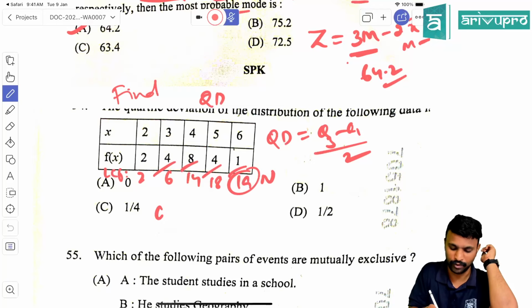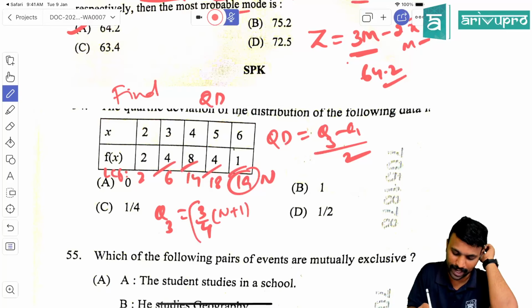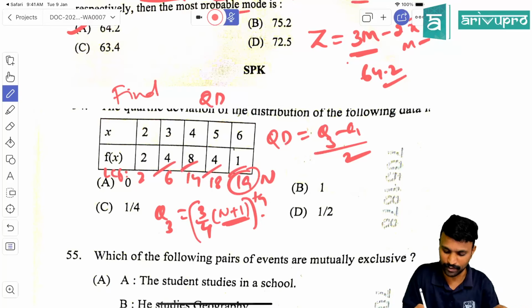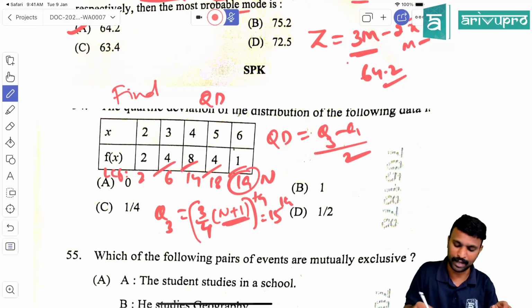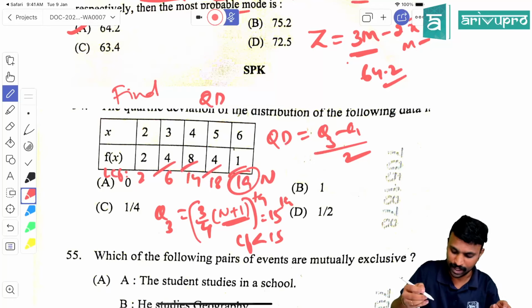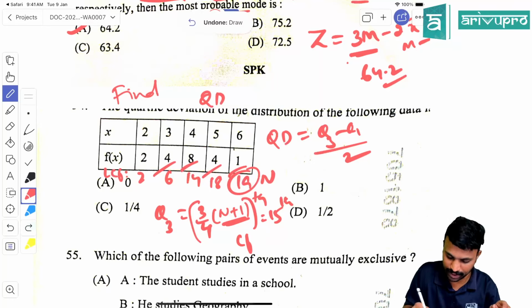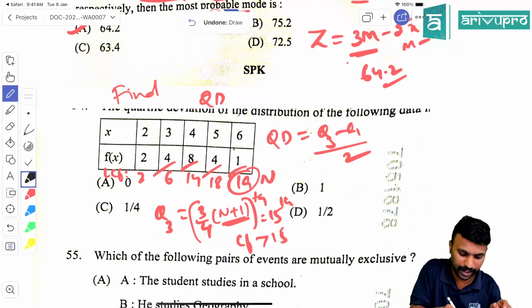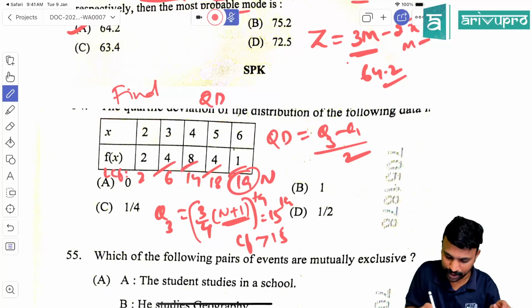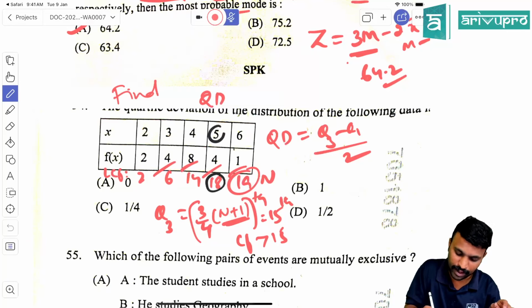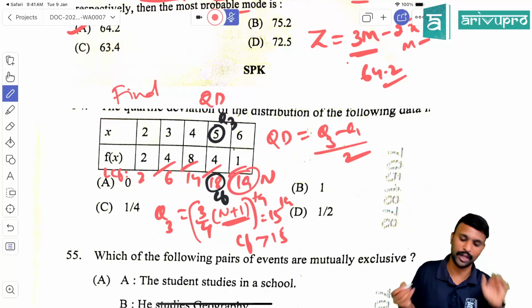What is this? Capital N. So to find Q3, it is 3 by 4 into (capital N plus 1), the whole value. Yes or no? N plus 1 is 20, 20 into 3 is 60, 60 by 4 is 15. So the 15th value. That means the CF should be just more than 15, which is 18. So the X value corresponding to that will be the third quartile, Q3.